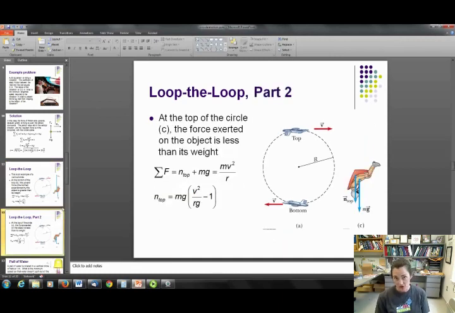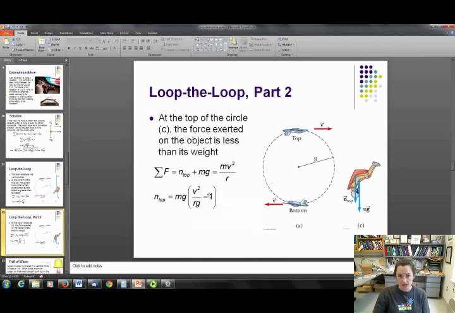Now at the top of the circle, the plane gets inverted in this case. So now the normal force and gravity are going to be pointing towards the center of the circle. My normal force points down, and so does gravity. And the direction to the center of the circle is down. So this is all positive because the radial direction is positive when it points towards the center of the circle. So here I have normal force plus mg equals mv squared over r. And that means that if I were to solve for my normal force, I would get mv squared over r minus mg. Now be careful here.